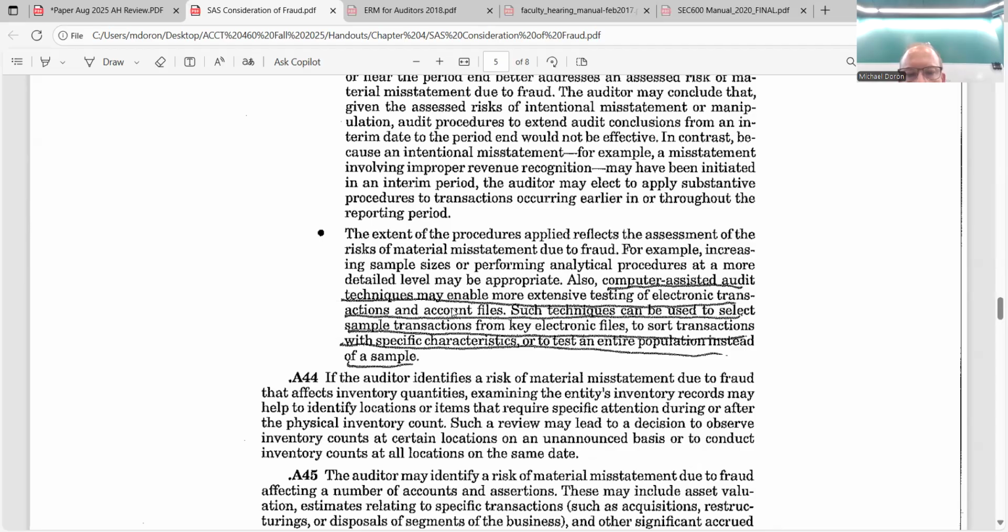Computer-assisted audit techniques may enable more extensive testing of electronic transactions and account files. Such techniques can be used to select sample transactions from key electronic files, to sort transactions with specific characteristics, or to test an entire population instead of a sample. Okay, you guys have been learning about this. How many of you have taken the new Gateway data literacy course instead of the old one? How many of you got to take the new one, BIS 312? Some of you, but most of you took the old one. Well, we've got the new BIS 312, which is all Excel data literacy. So you learn lots of good stuff in there.